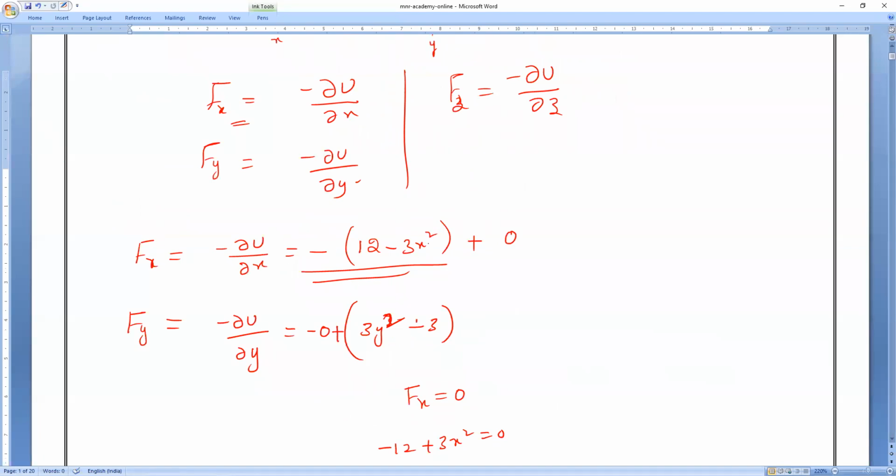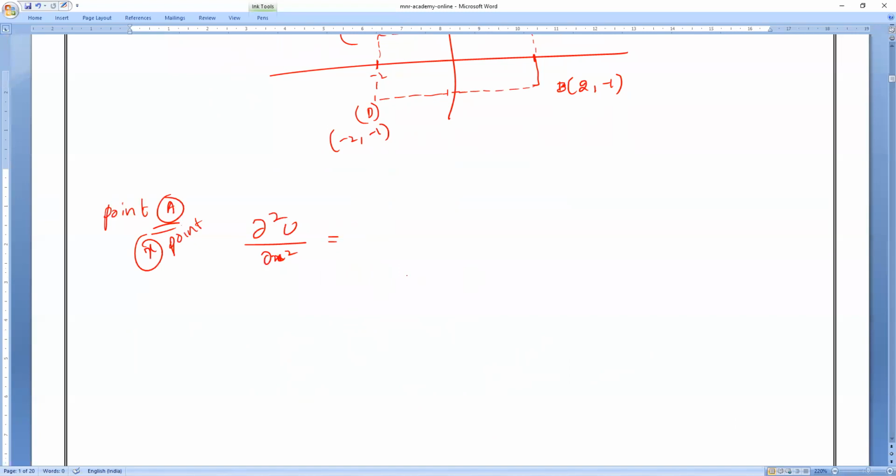Du by dx. So if I do the double differentiation, what will the answer be? Quickly, everybody. Yesterday, we have done these many things. So it is equal to 12 minus 3x square, divided by dx. The constant is 0. So minus of 3 into 2 into x. Am I right, guys? Which is equal to minus 6x.